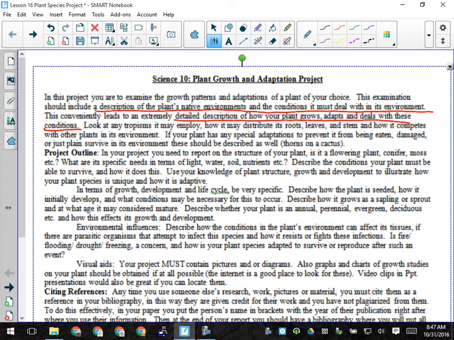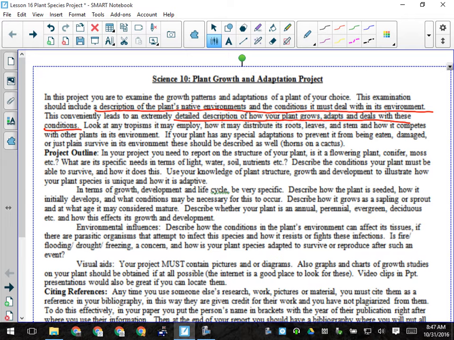those conditions. So you can talk about tropisms that it might employ. You can talk about how it distributes its roots, its leaves. Is it tall? Does it crawl along the ground? Does it have a special way of distributing its seeds that makes it more effective than others? All of those are adaptations of that particular plant that you should talk about. If your plant has any special adaptations to prevent it from being eaten, damaged, or just plain survive, those can be described as well.